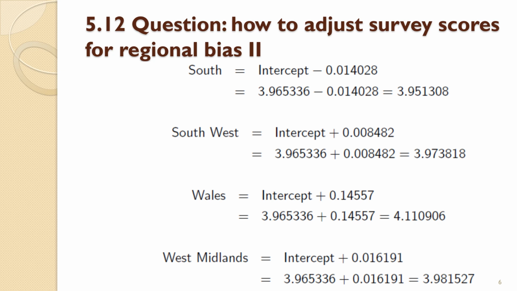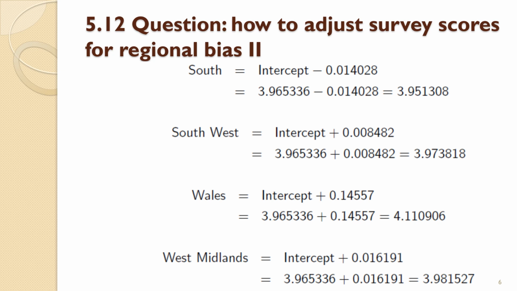So this set of results here gives you extra practice in how to interpret the results in slide 5.9. So for the south, the average score here for people from this region would be the intercept minus the adjustment factor here of 0.014028. This is from the slide 5.9. For the southwest, again the same slide here. The average score for this region would be the intercept plus the adjustment factor here of 0.008482.